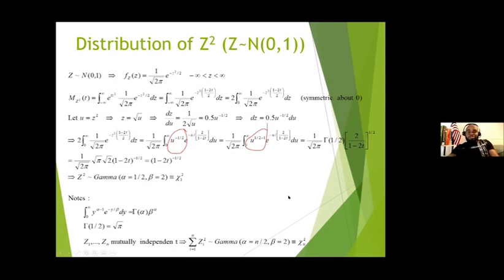Now, when you get to the junction, give me 1 second. For you to move forward, we need to apply this law. You need to take note of this. For moving from here to here, you have to use this law. It is the integral from 0 to infinity of y raised to the power alpha minus 1, exponential raised to the power minus y over beta, dy, equals gamma alpha times beta raised to the power alpha.